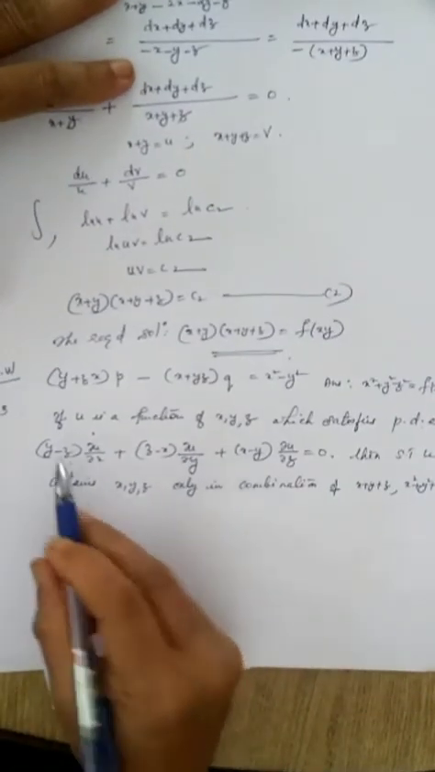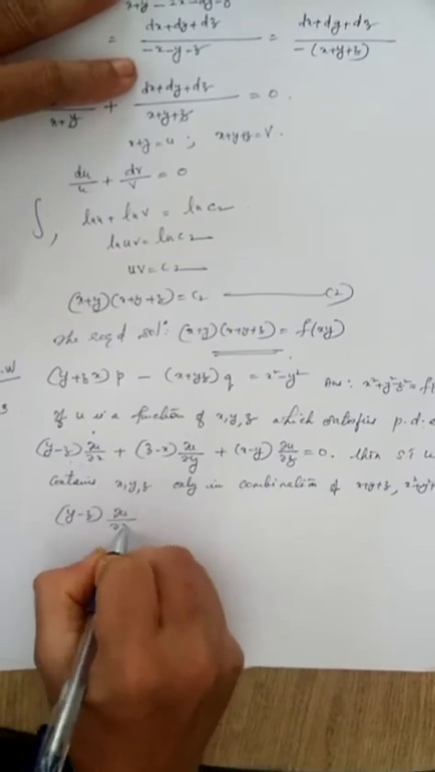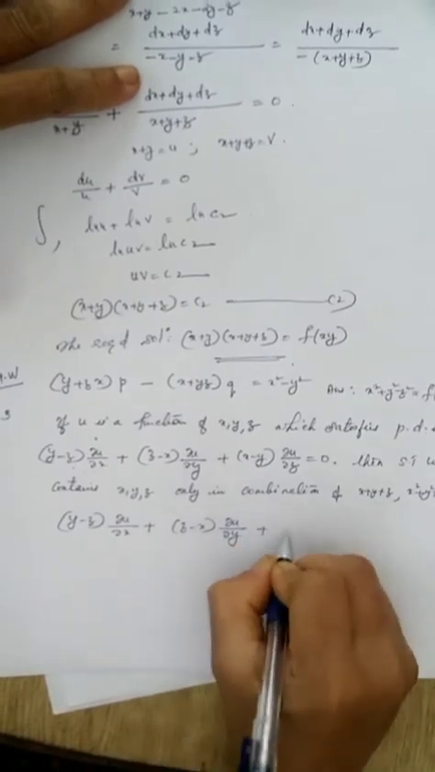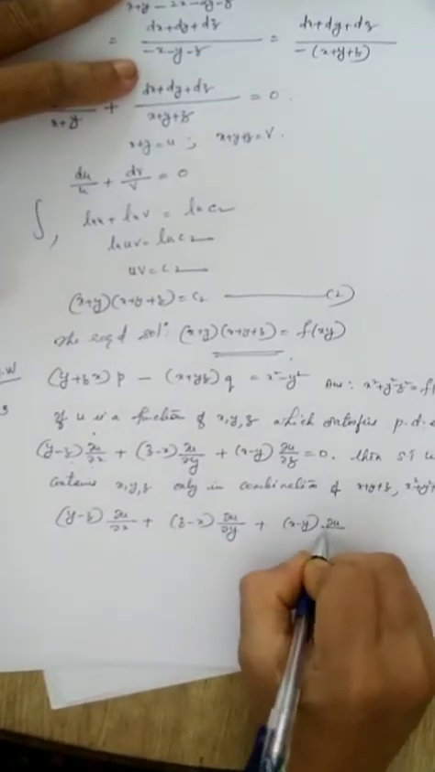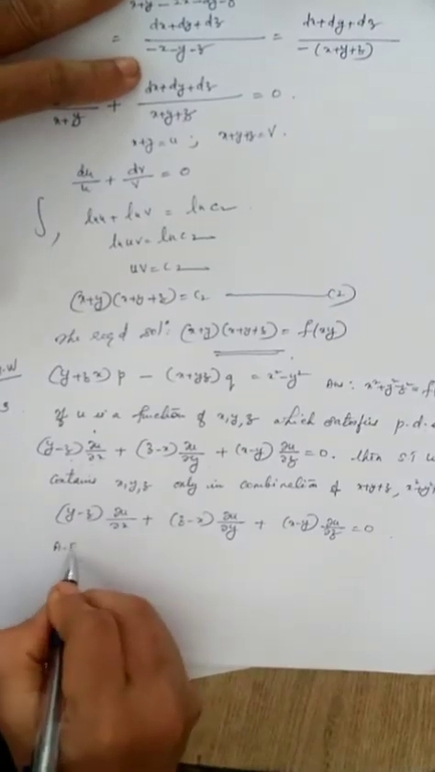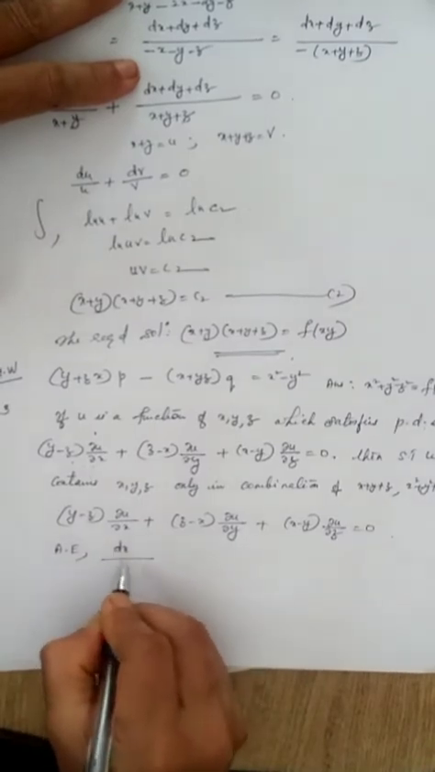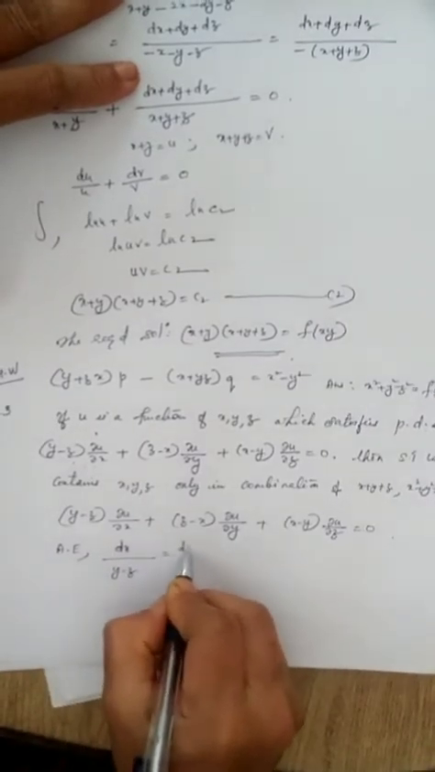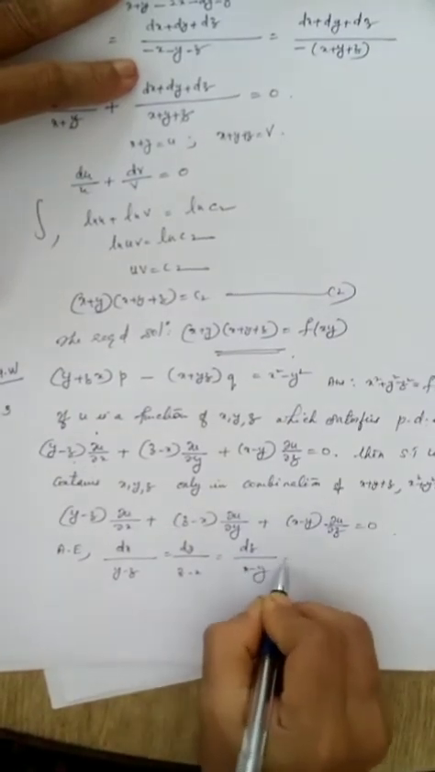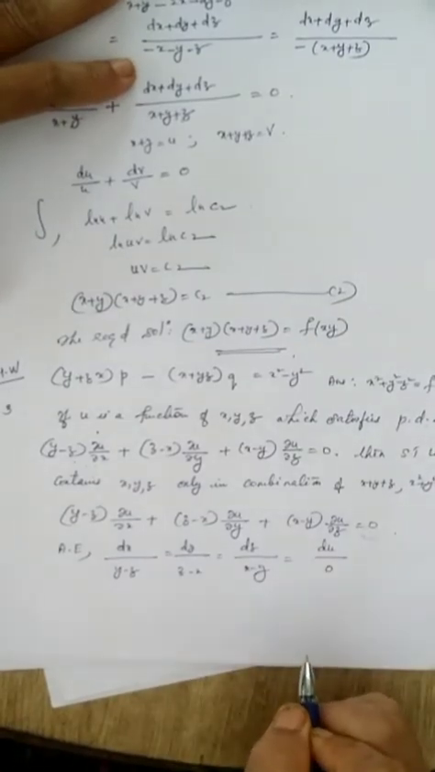Now let us solve this equation. Our differential equation is y minus z into dou u by dou x plus z minus x into dou u by dou y plus x minus y into dou u by dou z is equal to 0. In order to solve this equation, we have to write the auxiliary equation, that is dx by y minus z equal to dy by z minus x equal to dz by x minus y is equal to du by 0. The right side is 0.